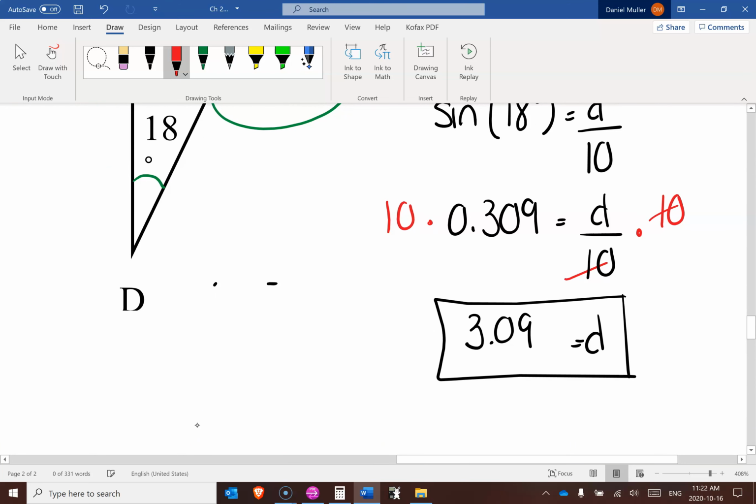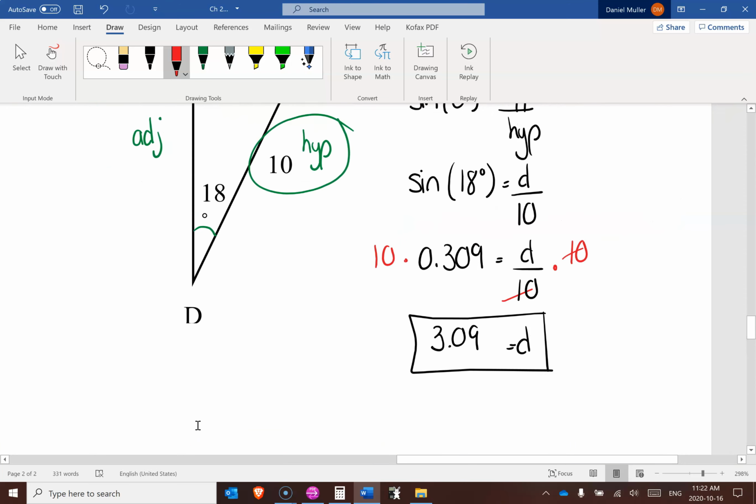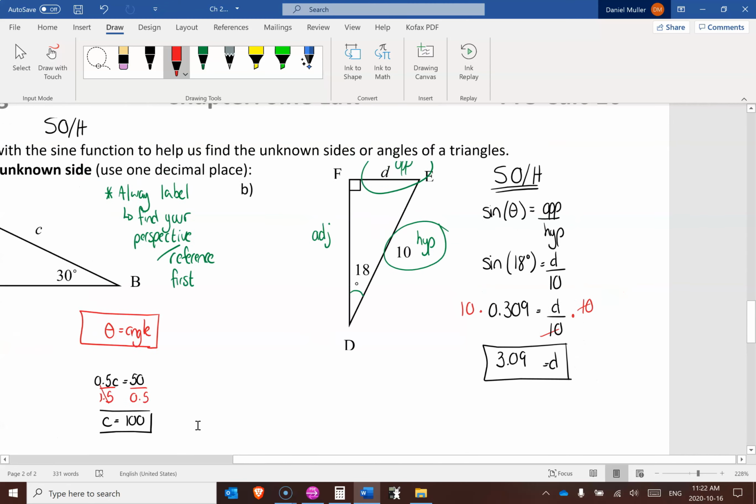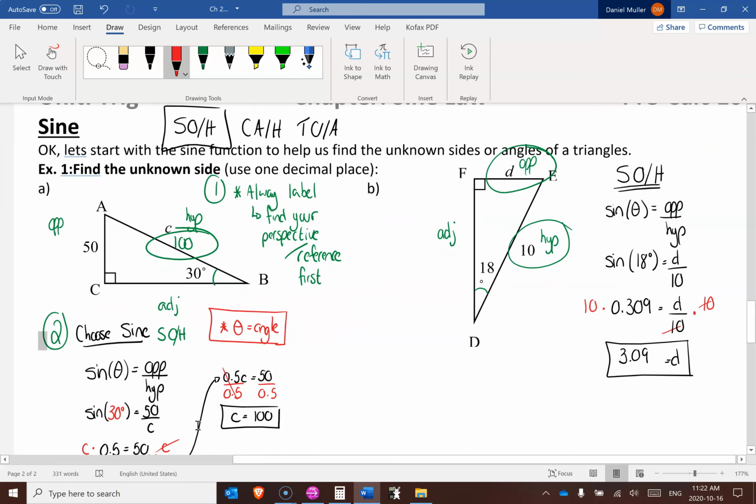Okay, so in the next two examples, we will go over angles, how to find the angles. But let me just zoom out here in case you need to take a look at anything.